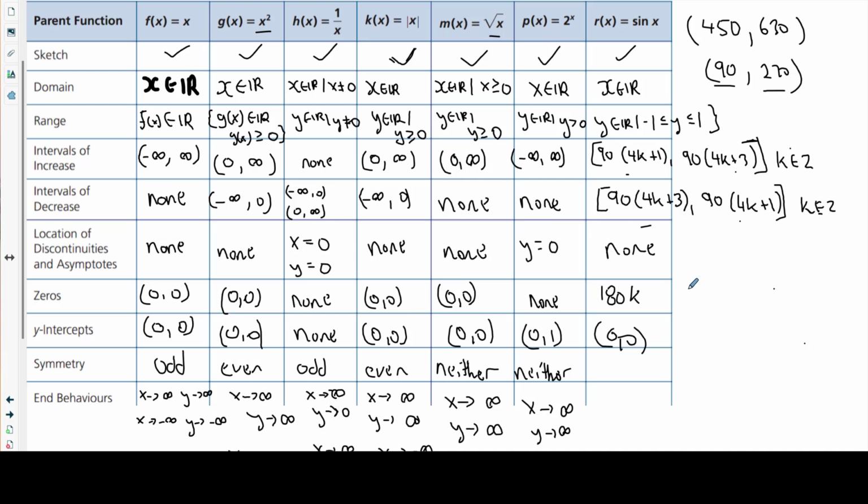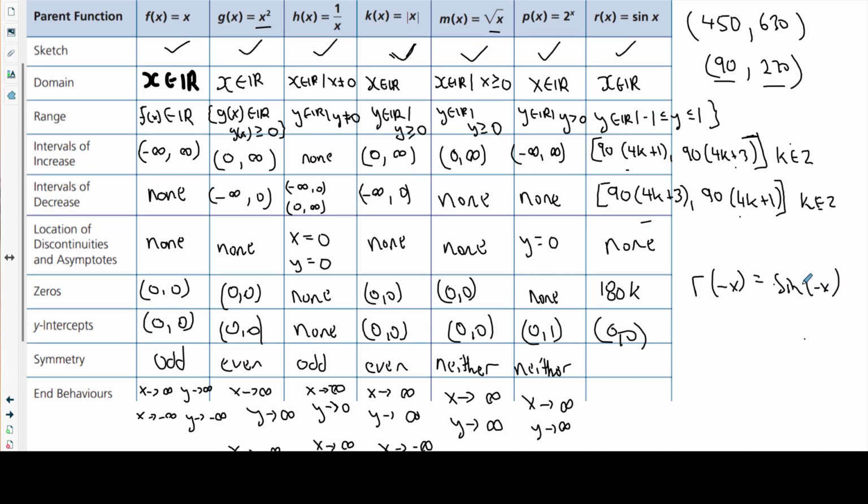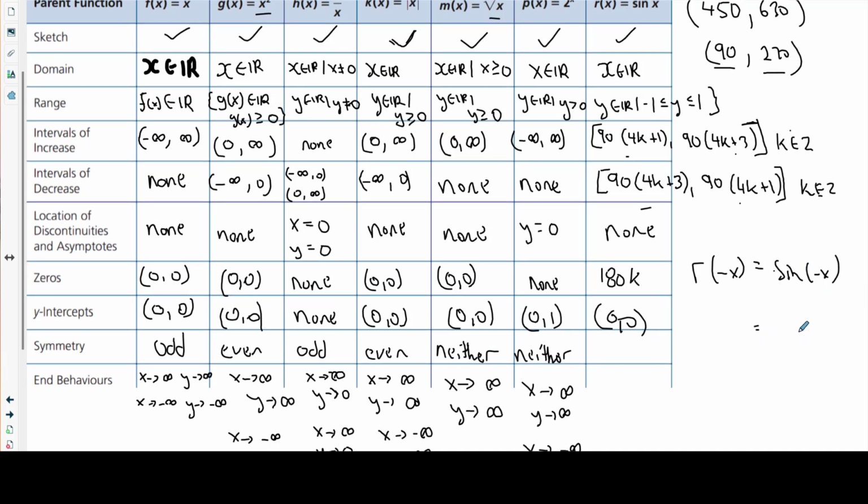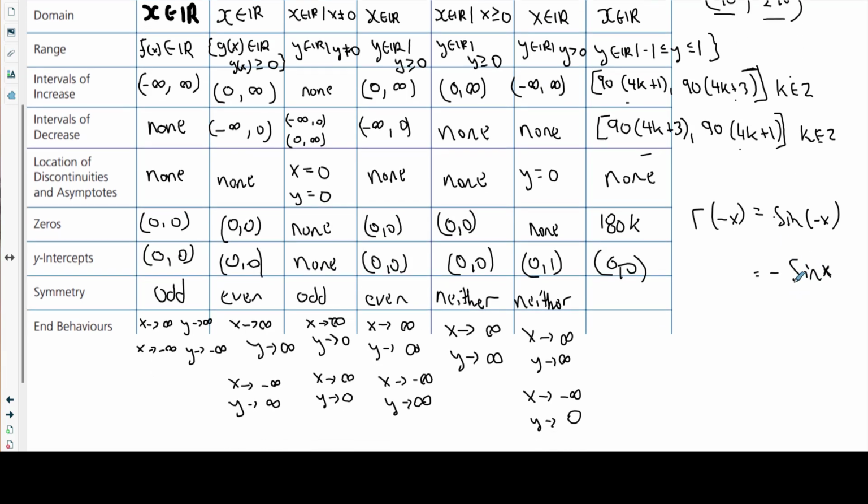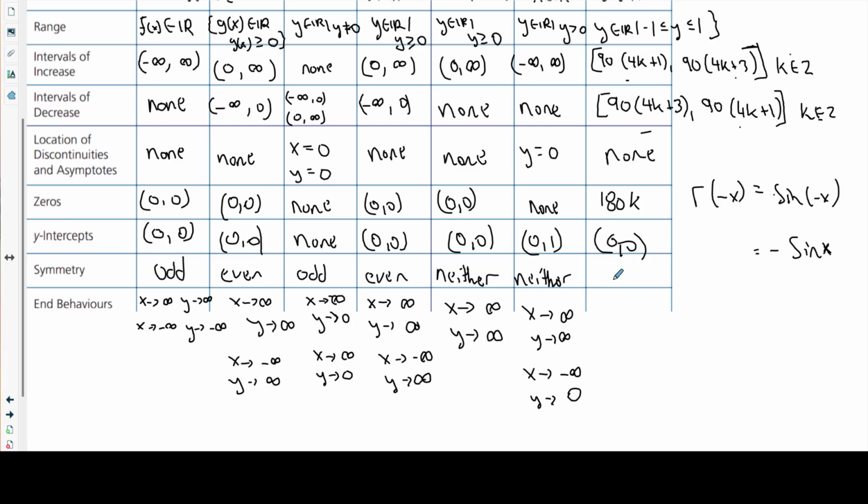As for the symmetry, remember we substitute negative x into the equation. And if you remember from grade 11, I'm not sure if you were told this, but you can actually take out that negative value here, and that is equivalent. So sine of negative x is equal to negative sine x. You can only do that for sine x. Don't do this for cos, because sine is an odd function. So this has odd symmetry.